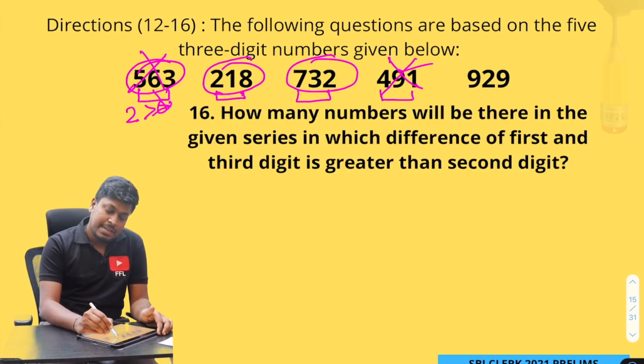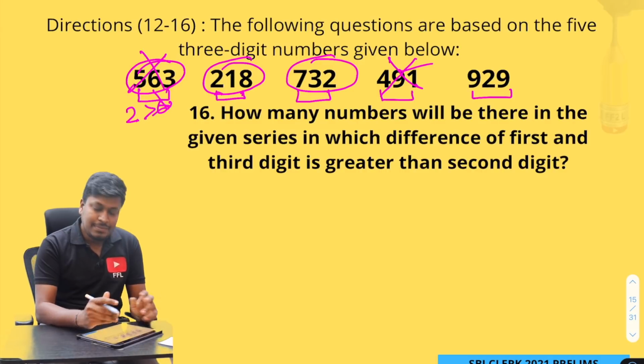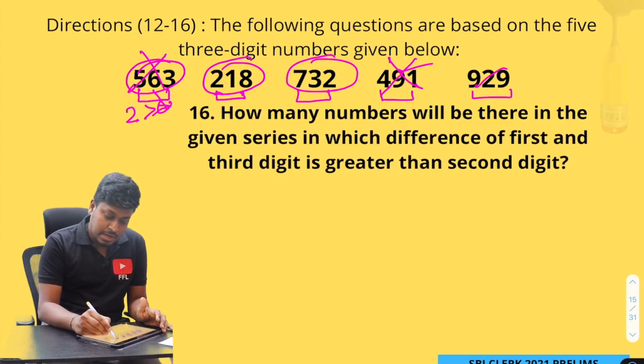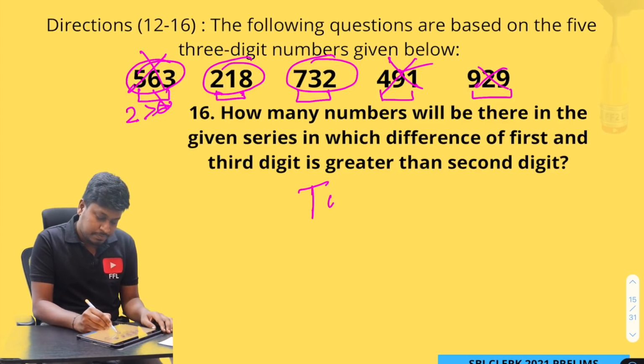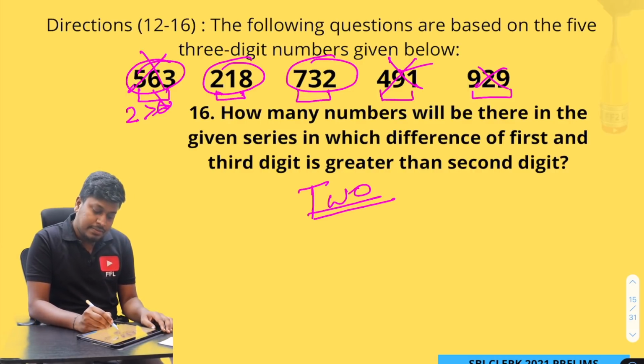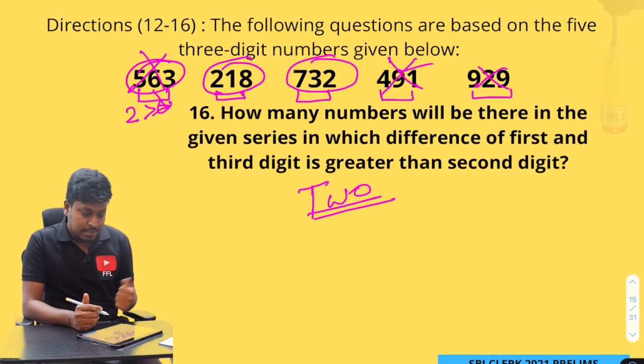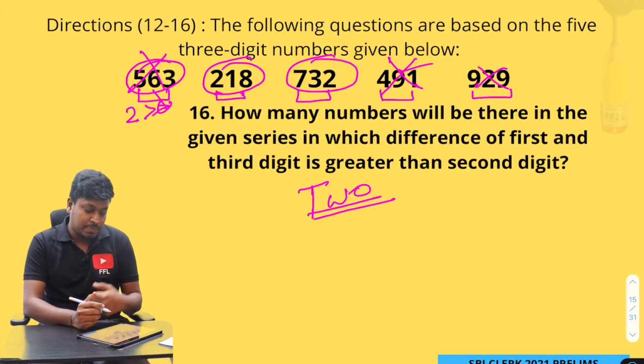So similarly, 9 and 9 is 0. No difference. So 0 is not greater than 2. 0 is less than 2. So we should not consider this. So we got only 2 sets where the difference between the first and third is greater than the second digit. Got it? So the answer for this question is 2.